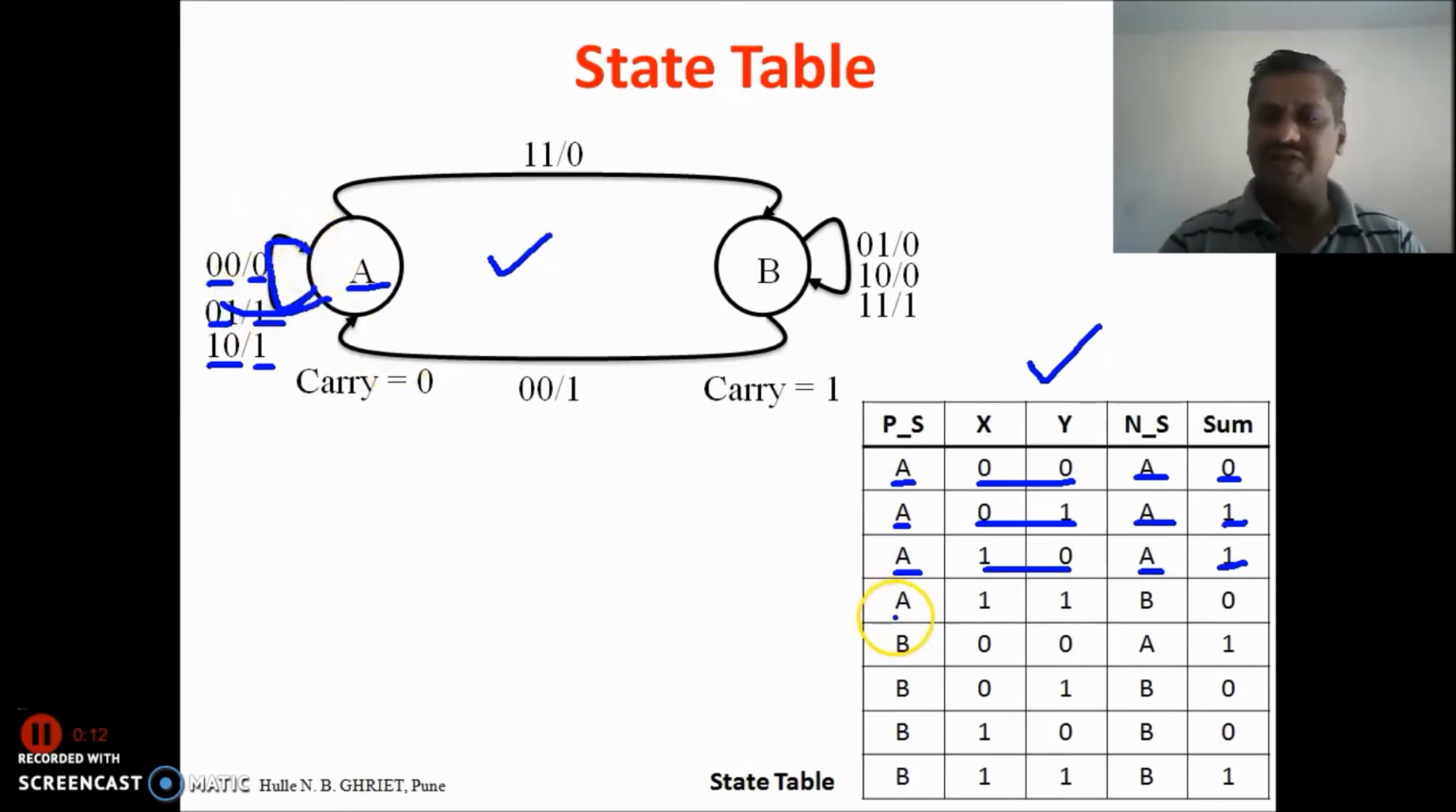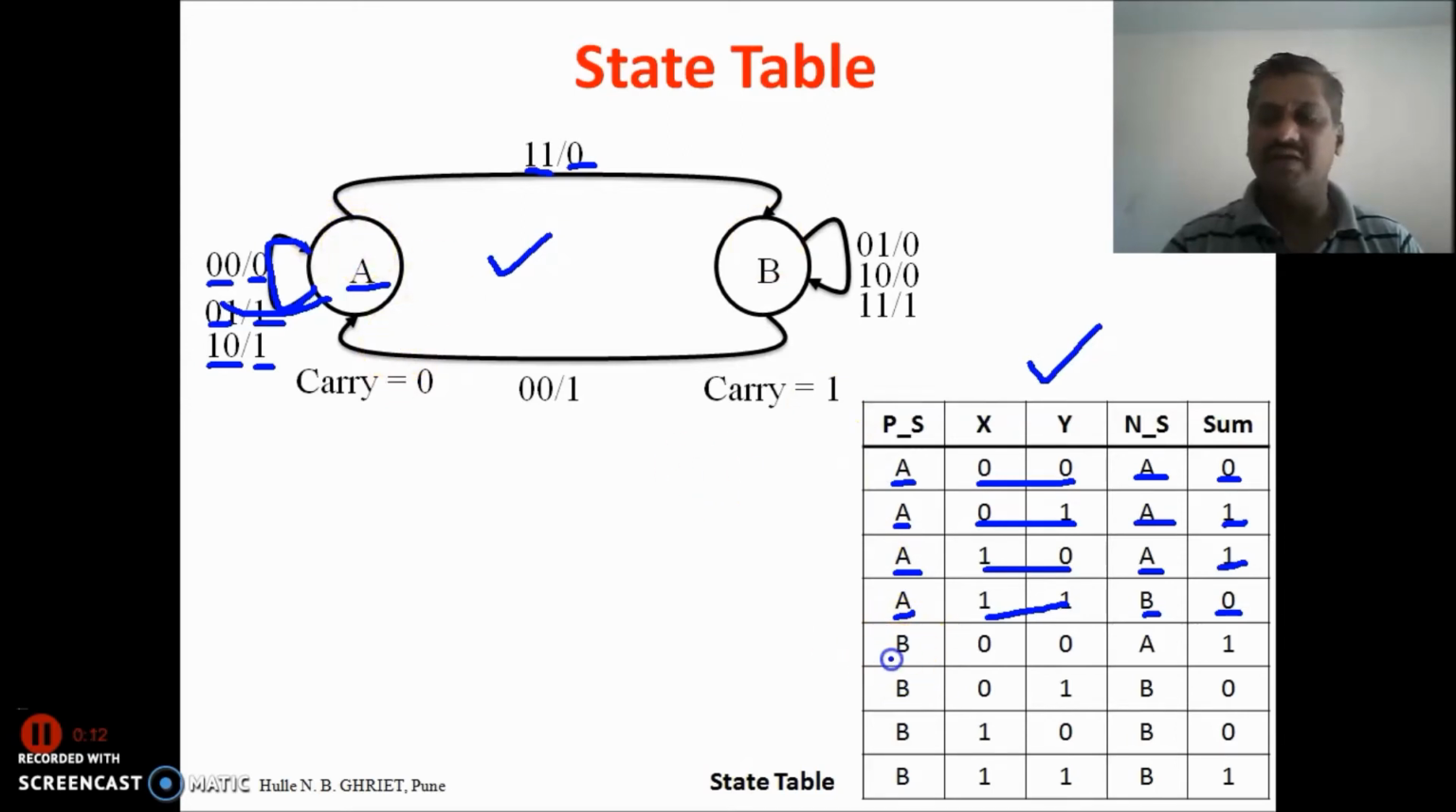Then when the present state is the A state, inputs are 1 1. Look here, inputs are 1 1. The output will be 0, and the next state will be the B state. We are going from the A state towards the B state in that particular case. These are the things about state A.